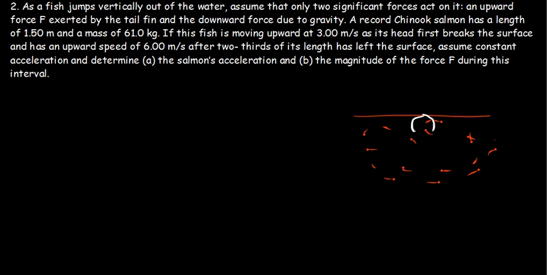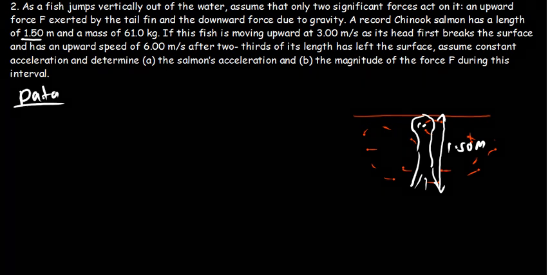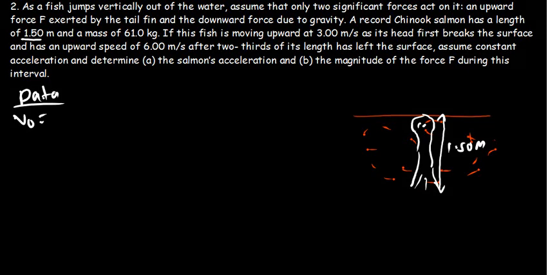Okay? According to the statement, the total length of this fish is 1.50 meters. The initial velocity, so let's come up with the data. We have our initial velocity, as we have been given, 3 meters per second. We have our final velocity as what? As 6 meters per second.